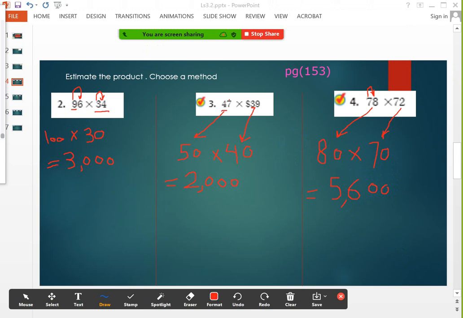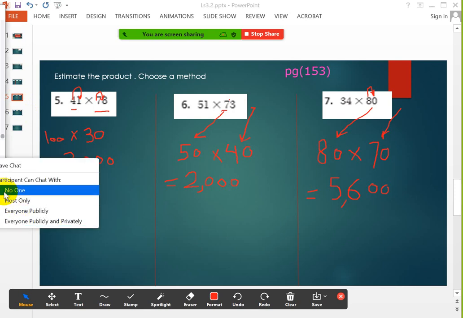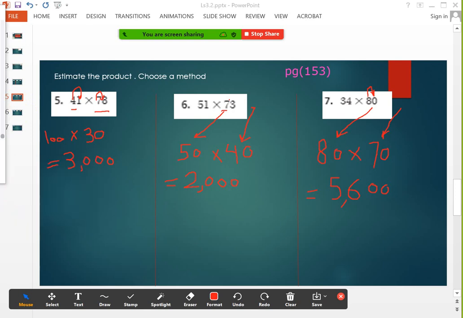Now let's move, girls. I think you finish this. I hope that you finish. Can you type on the chat, please? If you finish, type 1 on the chat if you finish those exercises. Okay, thank you all. Let's move to exercise number 5 with another one. Okay, all of you will answer inshallah today.